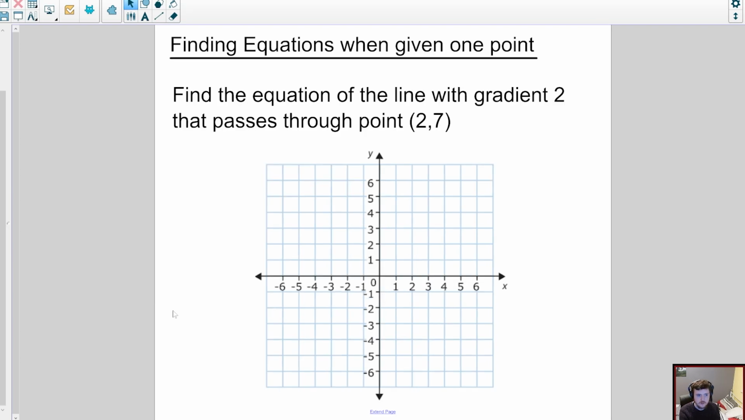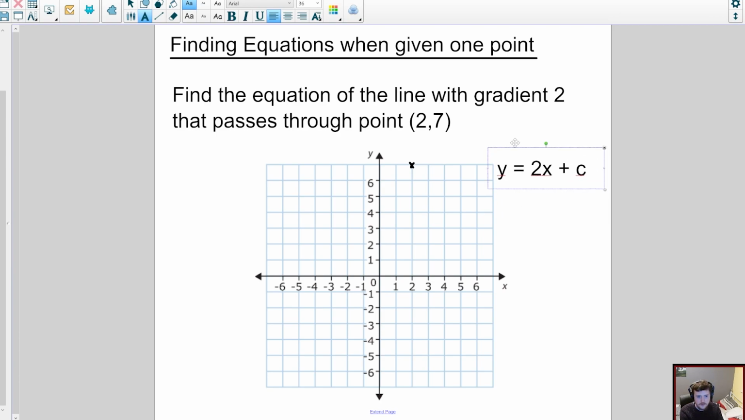Another kind of question we can get is when we have a gradient and 1 point and nothing else. So we could say the gradient is 2 and the line passes through point (2, 7). So again, even if you just sketch it out, I would sketch out a graph because it makes life a lot easier. We have the point (2, 7). And we know that the gradient is 2. So we know straight away we have y equals 2x plus something. We don't know what the plus something is, but we can work it out.